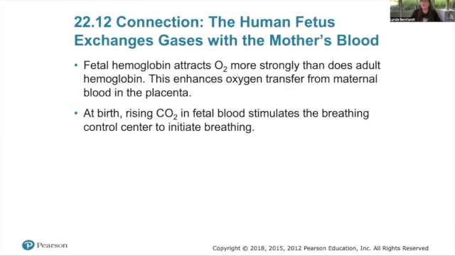Fetal hemoglobin attracts oxygen more strongly than adult hemoglobin. And this is how it works in utero.